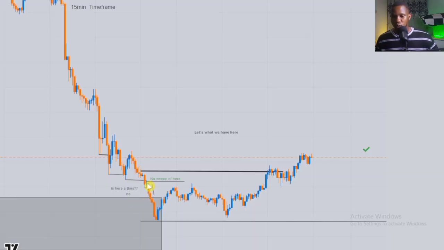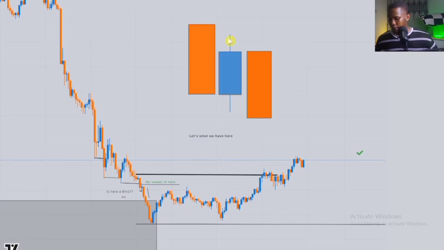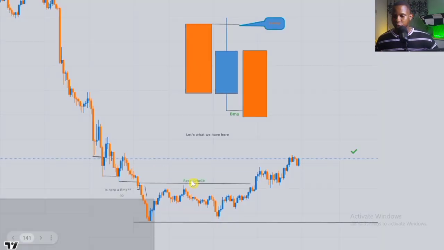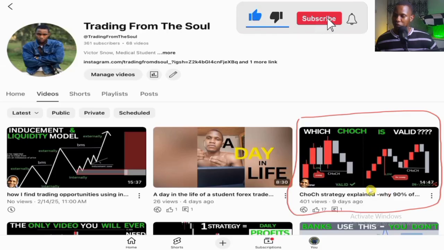This candle didn't sweep this inducement candle before moving to the downside. What I mean is, let me bring out this candle for you. This guy couldn't sweep this level before we made a break of market structure. If it had, this could have been a valid pullback. What this means is that a break of this level will be a fake change of character. Head on to my videos right here and we'll click on this.